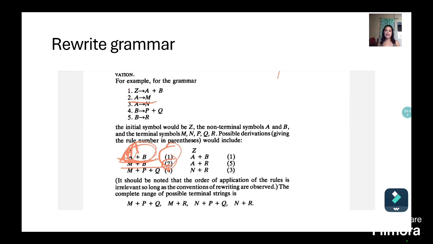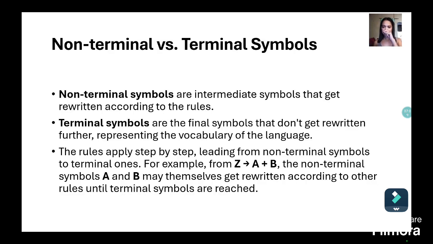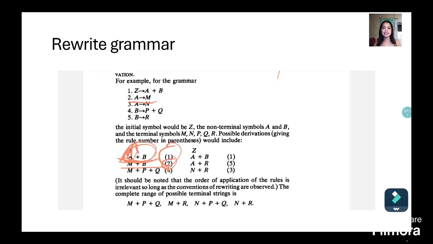So in rewrite grammar, here's an example. In this example for the grammar, Z replaces A followed by B, A replaces M, A replaces N, B replaces P plus Q, B replaces R. The initial symbol should be Z. So always remember, Z here is the initial symbol. The non-terminal symbols are A and B, and the terminal symbols are M, N, P, Q, R.